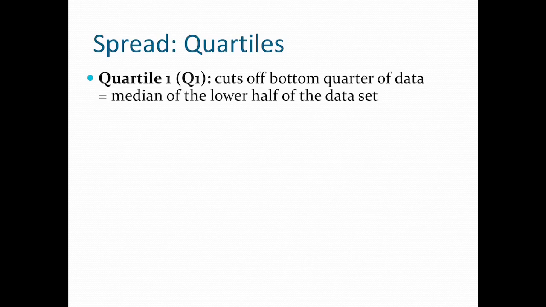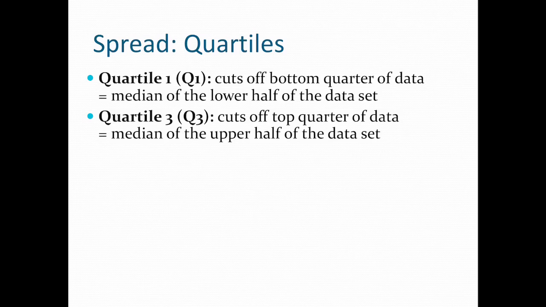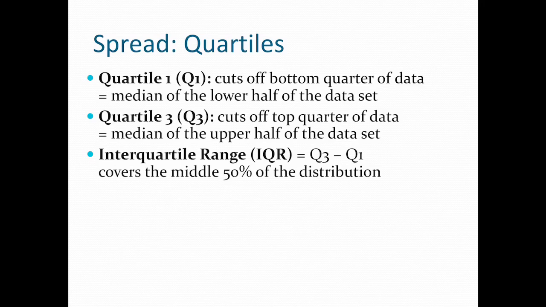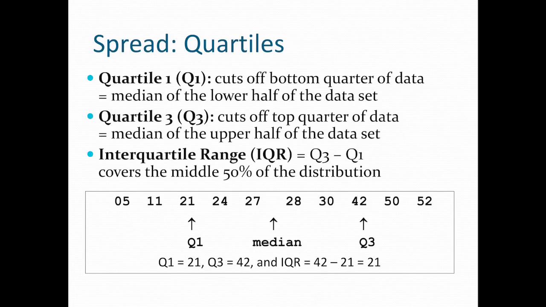So we have what's called quartile 1, which cuts off the bottom quarter of the data, the median of the lower half of the data set. And then quartile 3, which cuts off the top quarter of the data, the median of the upper half of the data set, and the interquartile range, also known as IQR, which is the Q3 minus Q1, and it covers the middle 50% of the distribution. So let's see what that looks like with a data set here.